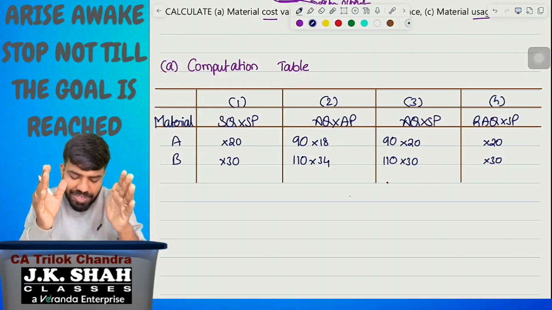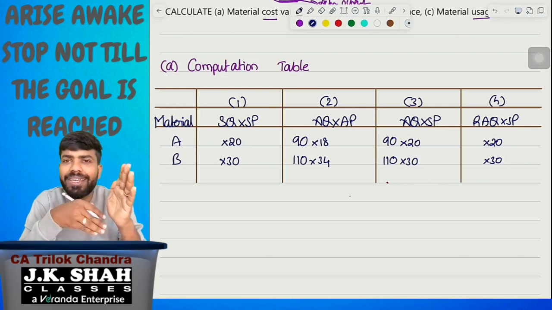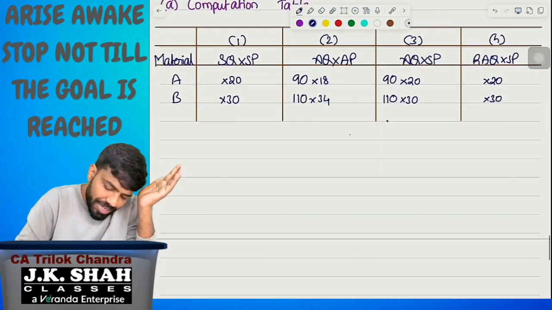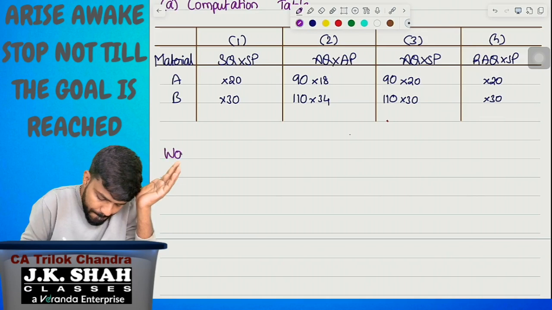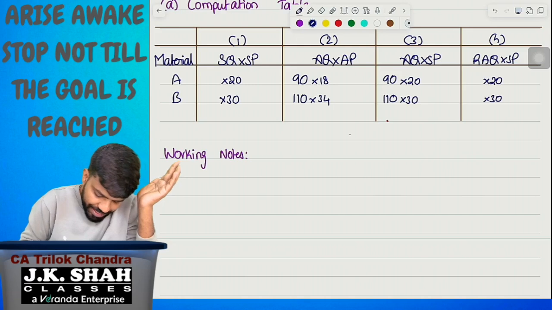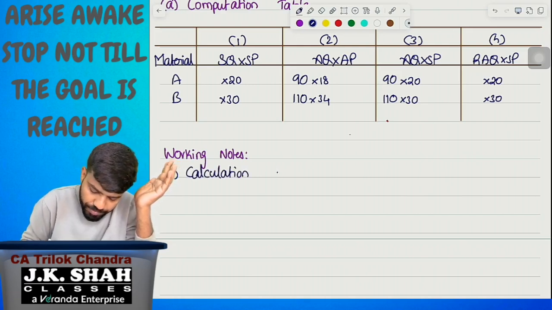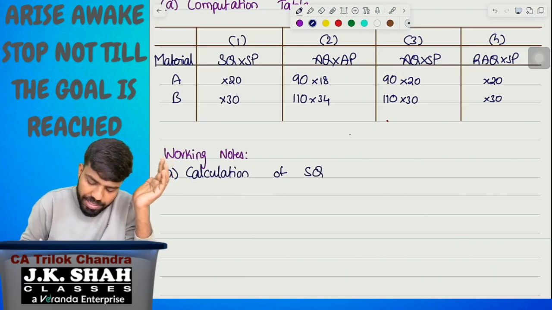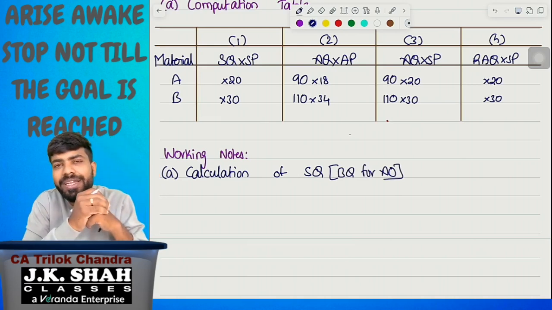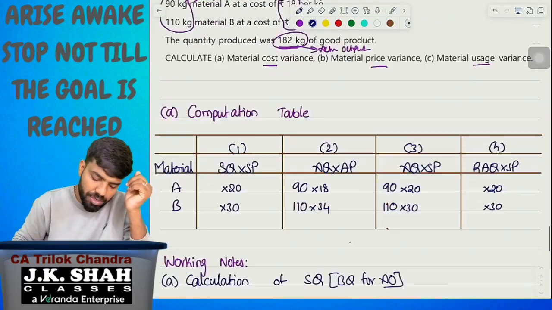Now what is required is the standard quantity and the revised actual quantity. Let us calculate these two. Look at the working notes. Calculation of standard quantity. What is standard quantity? Budgeted quantity for actual output. Look at the question.